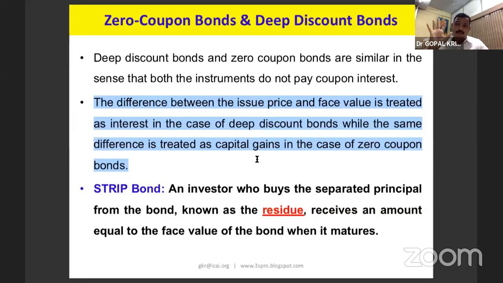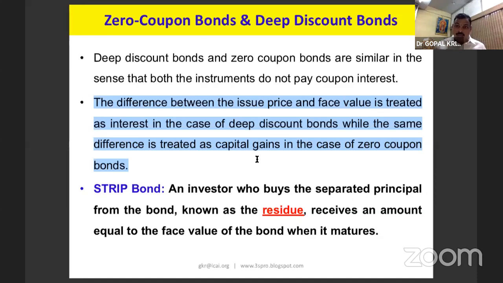So generally, deep discount bond means long term. But zero coupon bond need not be long term. But please understand, deep discount bond is also a zero coupon bond. So that is where you need to be very clear. The only difference is deep discount bond is also a zero coupon bond. Zero coupon bond is not a deep discount bond.